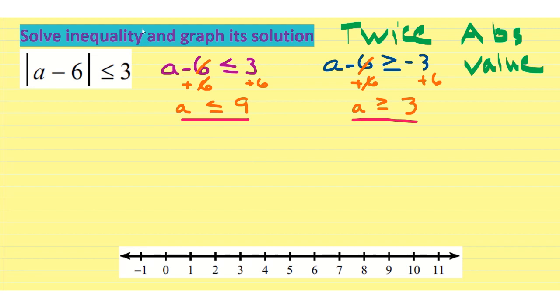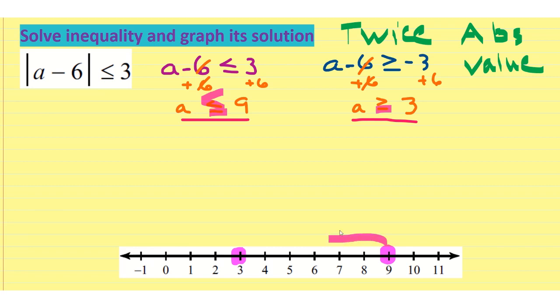Well, they gave us a graph to work with, so we're going to work with that. We're going to go find our 3, and it is going to be a closed circle because it says equal to. And then I'm going to have a 9. It's going to be a closed circle also because it can be equal to the 9.